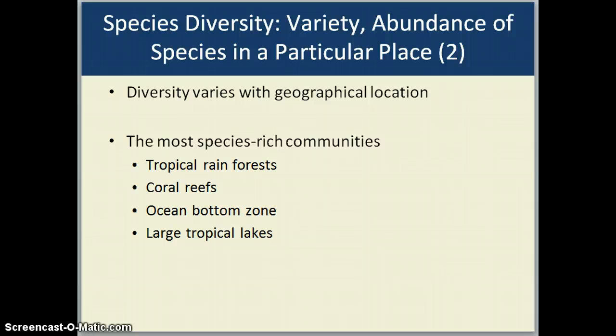Diversity varies with geographical location. The example I gave you, the tropical rainforest and the desert. So diversity is going to vary depending on the location. The most species-rich communities are the tropical rainforests, coral reefs, the ocean bottom zone, and large tropical lakes.